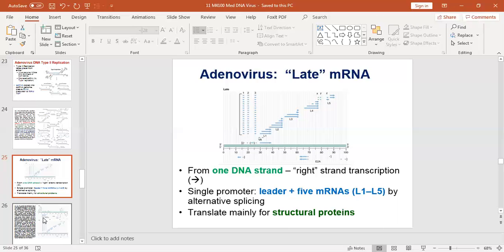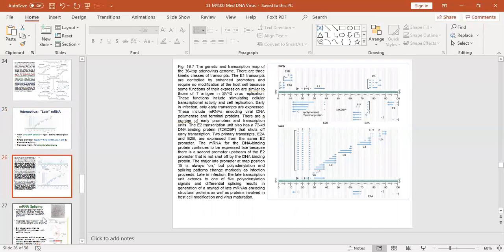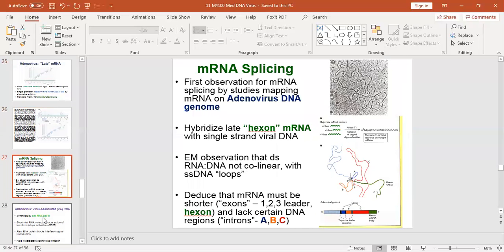Moving to slide number 26, it is just basically the genetic and transcription map of adenovirus and some of the genes. You don't need to worry too much about this slide. So as I just mentioned, we go through this alternative splicing. We have a single promoter that has a leader, and we make 5 messenger RNAs. So this messenger RNA is a result of mRNA splicing.